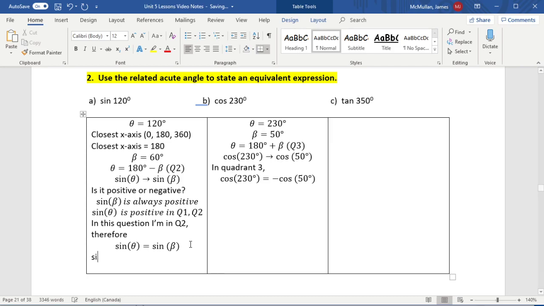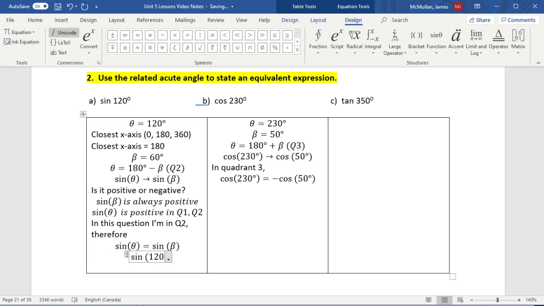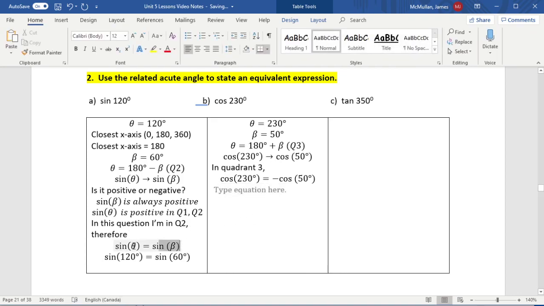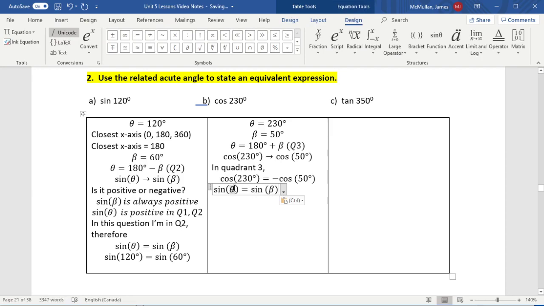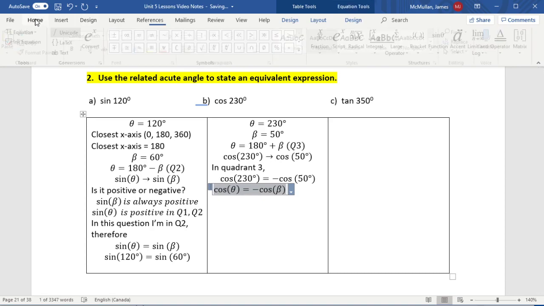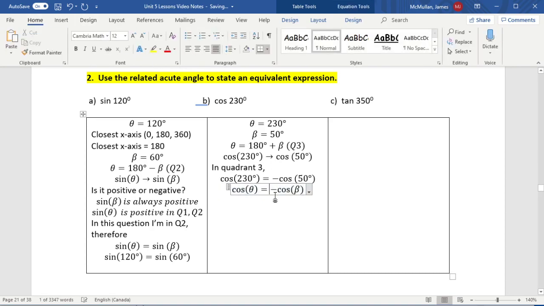So here, my answer was, just to finish this one, sine of 120 equals sine 60. So sine theta equals sine beta. Here, cos theta is equal to cos beta, but it has to be negative because you are in a quadrant where cos is negative. Since cos beta is always positive, beta is an acute angle, cos theta may need a negative sign to make them equal.